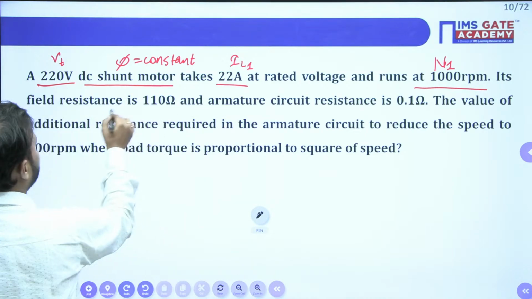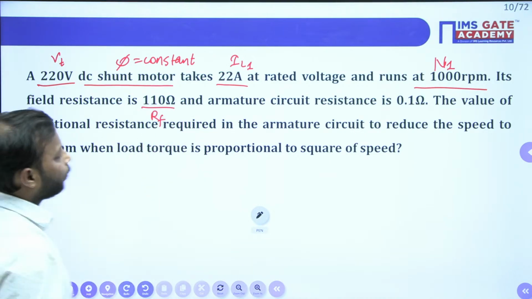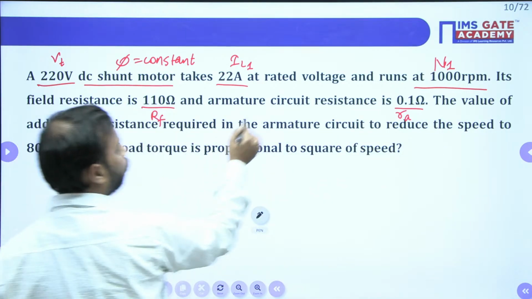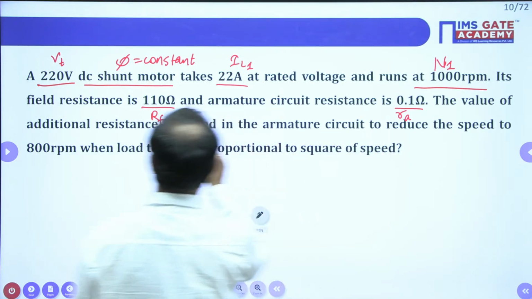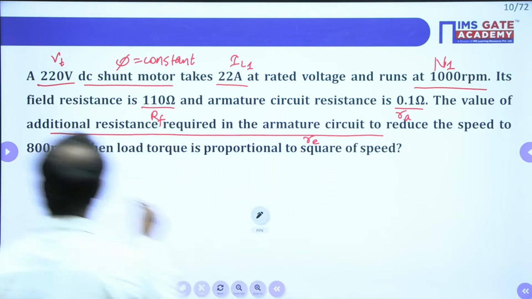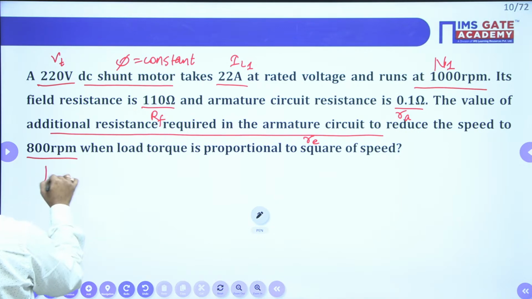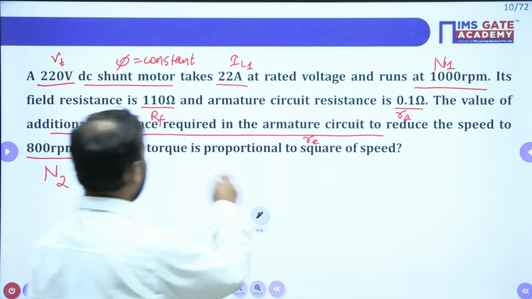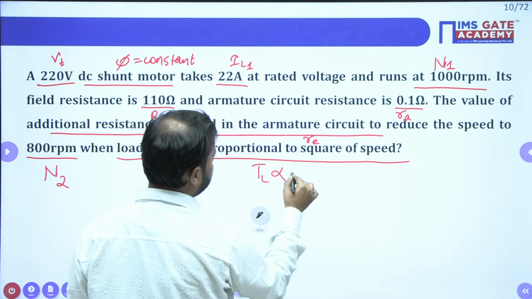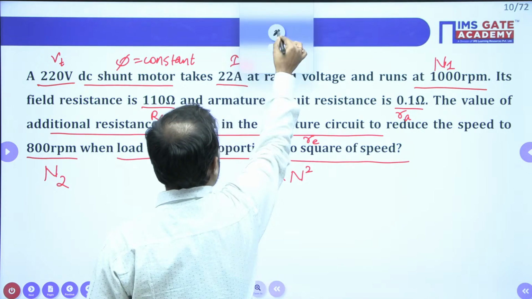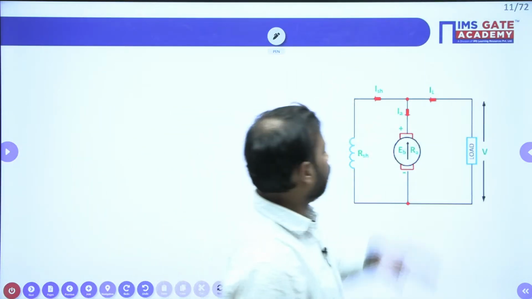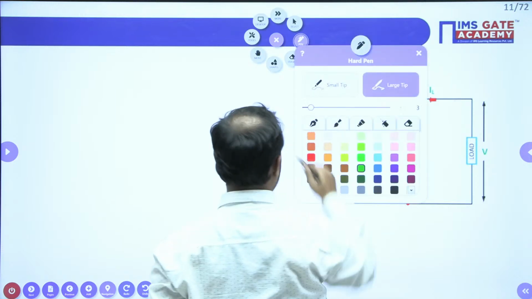Its field resistance is 110, this is RF, and armature resistance is RA. The value of the additional resistance required to add in the armature circuit, let me take this resistor as RE, to reduce the speed to 800. This is N2. Next, the load torque is proportional to the square of the speed. This means that TL is proportional to N squared. Done. So this is the diagram again for the DC shunt motor.